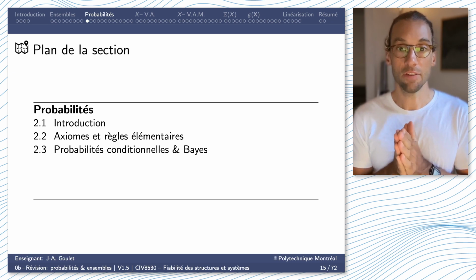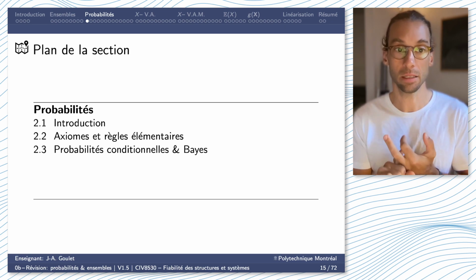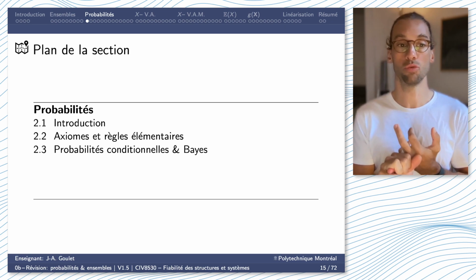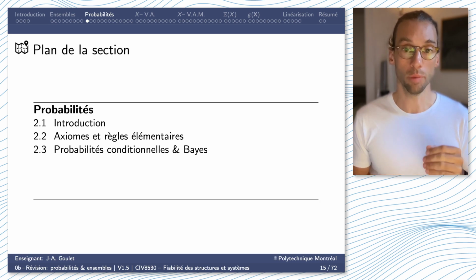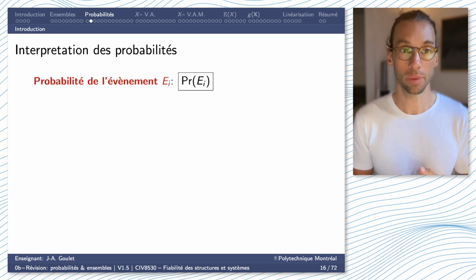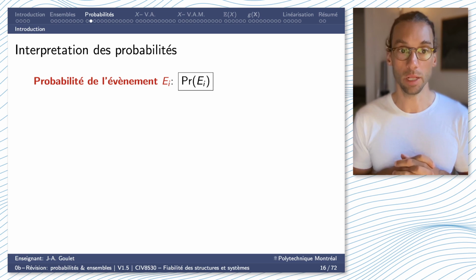Now let's dive into probability. We're going to look at an introduction, what are the axioms and elementary rules for probability, and then we're going to look at conditional probability and Bayes' theorem. So first, let's look at the interpretation of probability.